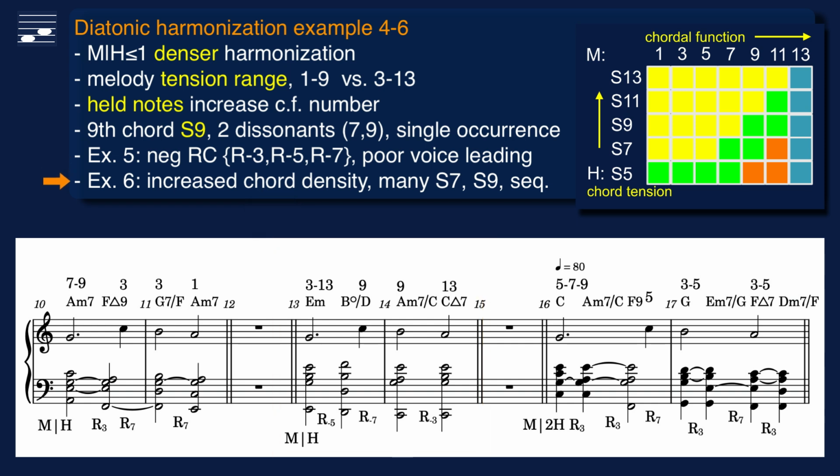In example 6, we increase the chord density with, on average, 2 chords per melody note. There are quite a few 7th chords as 7, some of which in first inversion position. We have obtained a harmonic sequence R3, R7. Most of the dissonant chordal functions are prepared and resolved correctly.